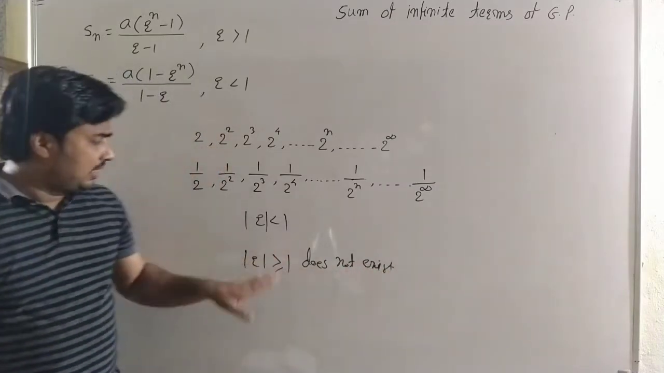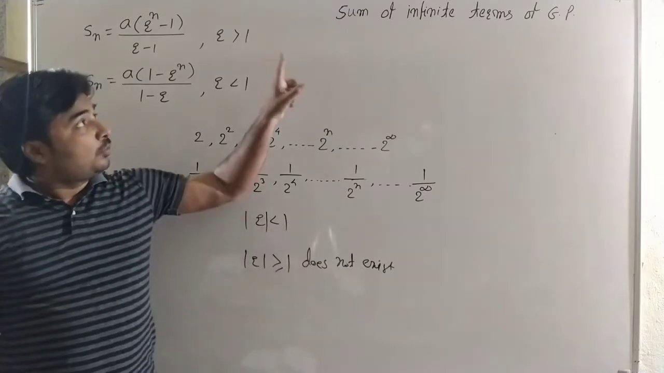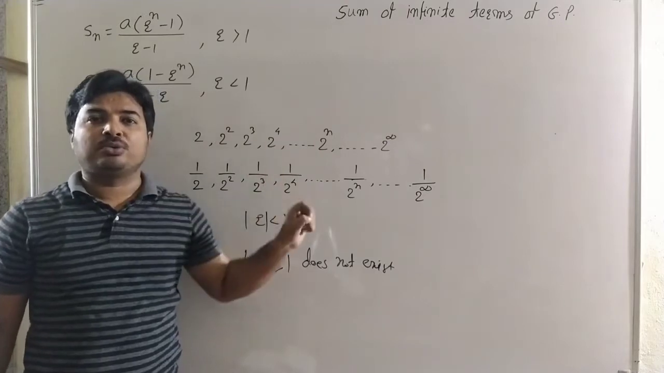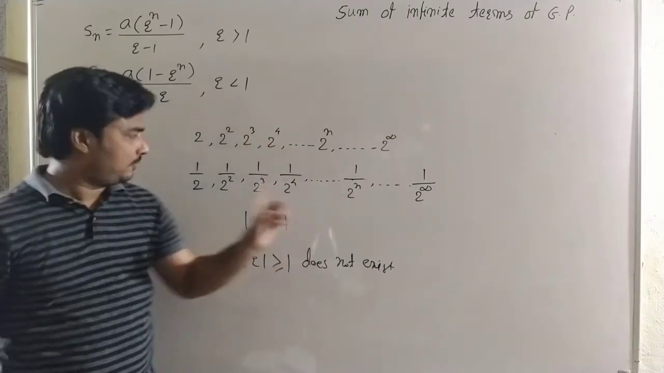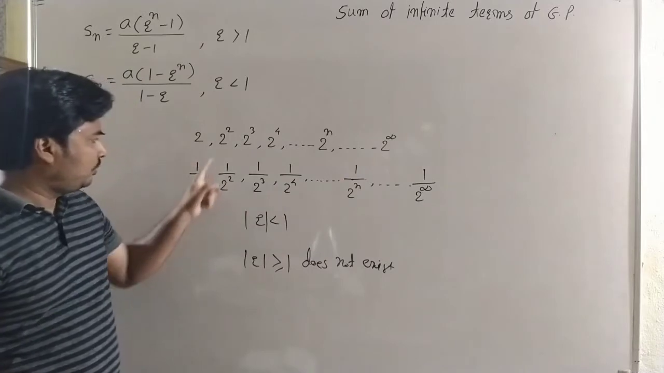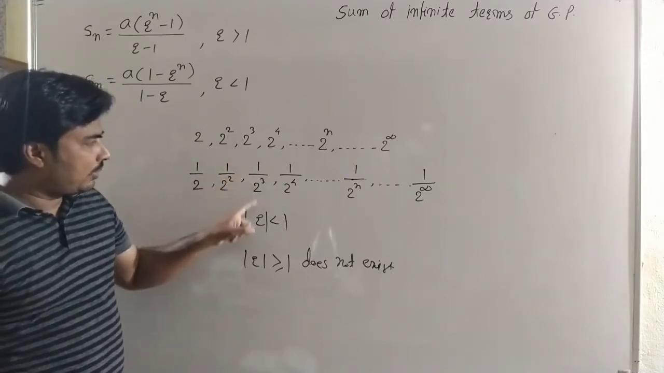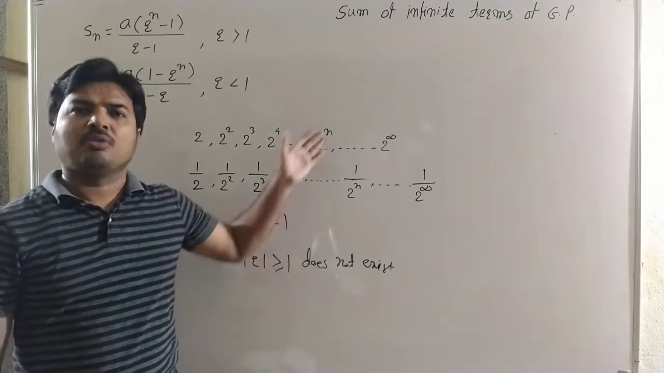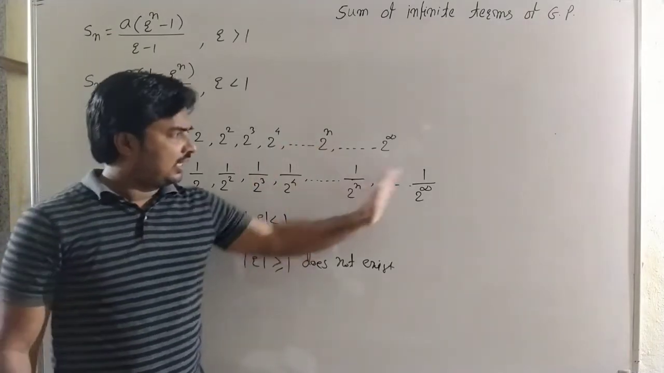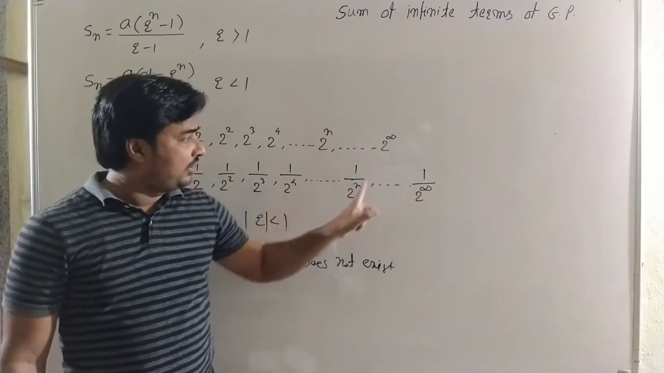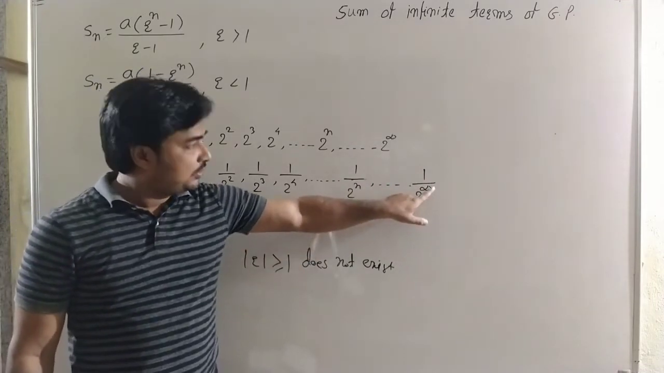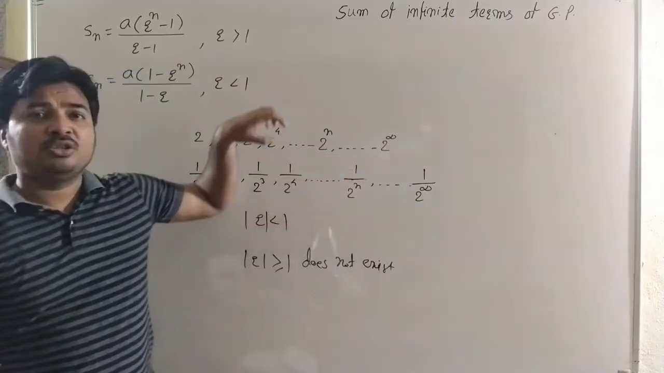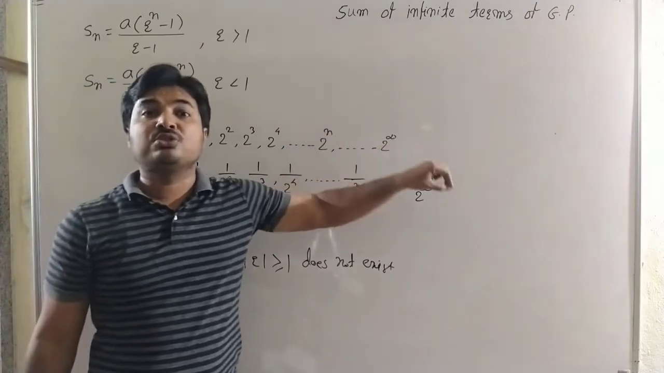Here is the condition for the sum of the infinite terms of a geometric progression: the geometric progression must be decreasing. It is 1/2, 1/2 squared, that is 1/4, 1/8, 1/16, 1/32, 1/64, 1/128, like that, up to 1/2 to the power infinity. That means as n approaches infinity, it is 1 by infinity, which means 0. So as n tends to infinity, the nth term tends to 0.